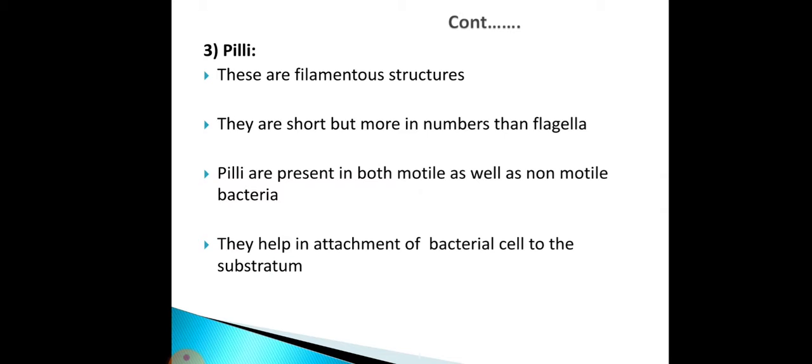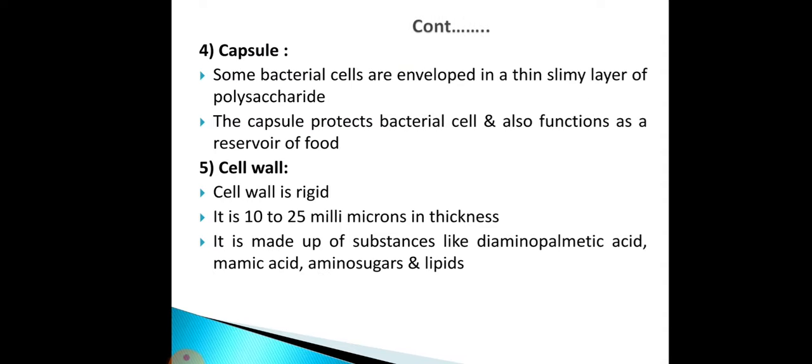Then the third one is the pili. These are filamentous structures. They are short but more in number than flagella. Pili are present in both motile as well as non-motile bacteria. They help in attachment of the bacterial cell to the substratum.